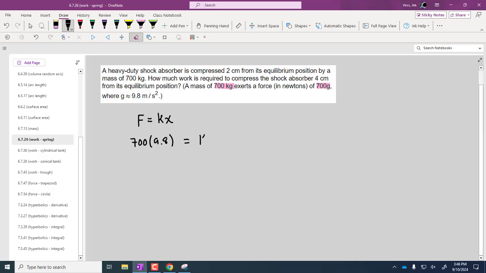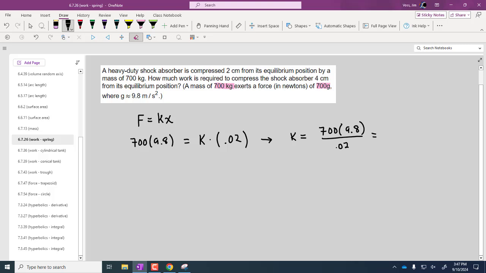We don't know the spring constant, and we were told that it's compressed 2 centimeters. So we want to be careful here. We are going to have to do a conversion because this is in meters, this is in centimeters. So 2 centimeters is how many meters? 0.02. All right, 100 centimeters per meter. We have to make sure the units are lined up. So this tells us that K equals 700 times 9.8 divided by 0.02.